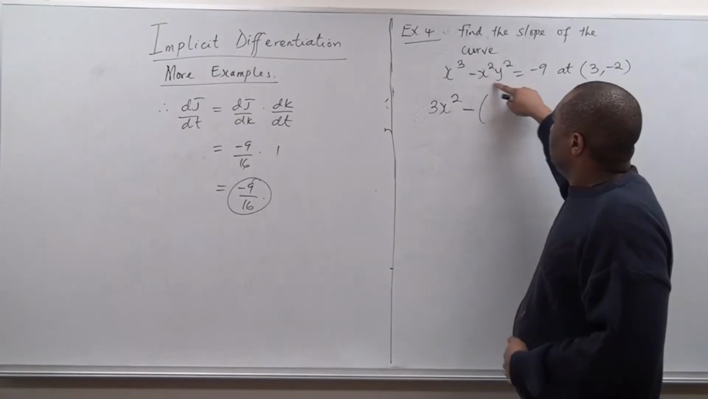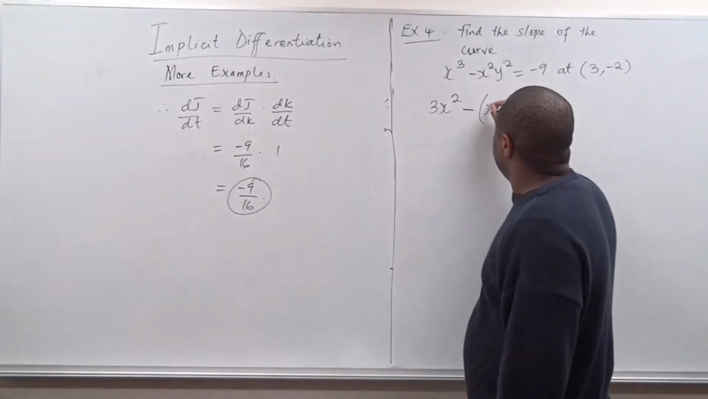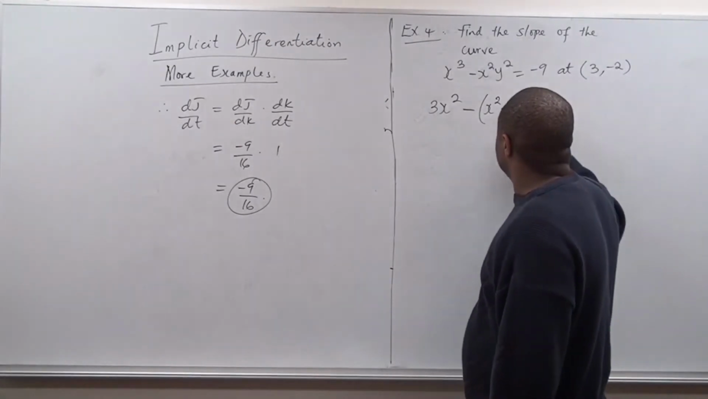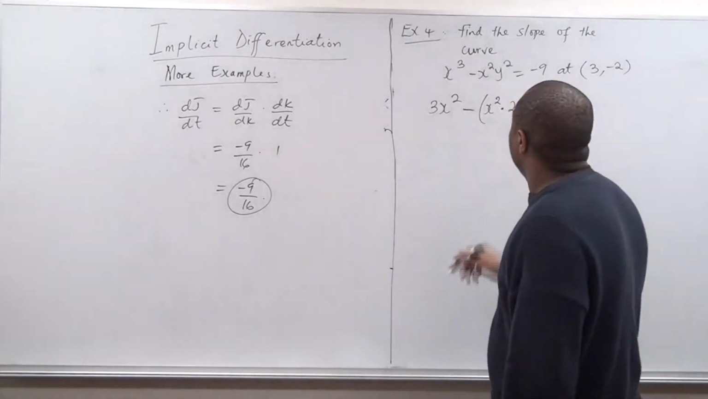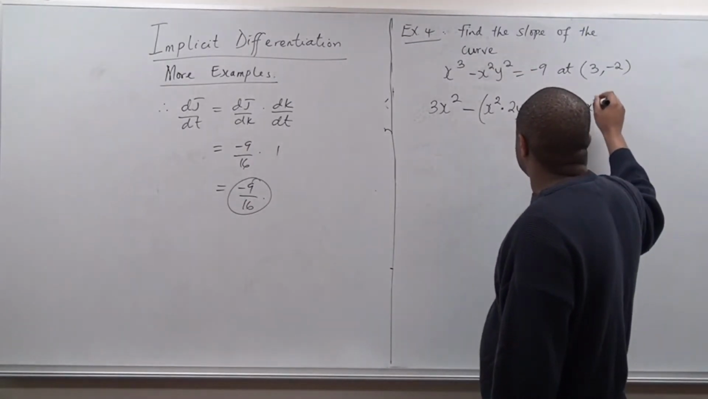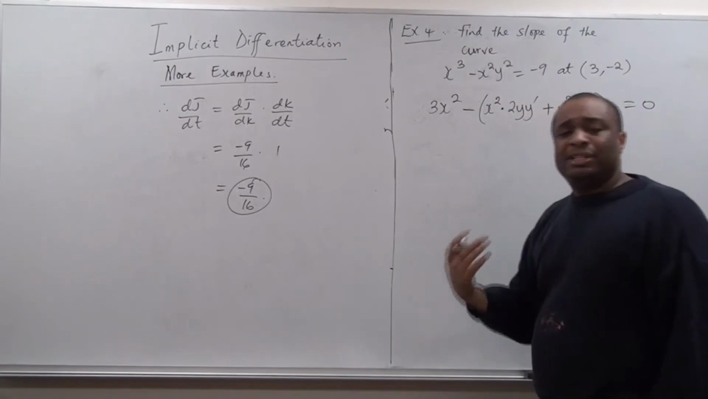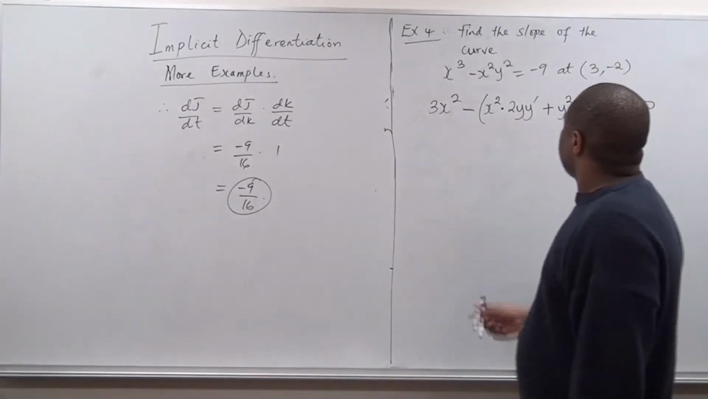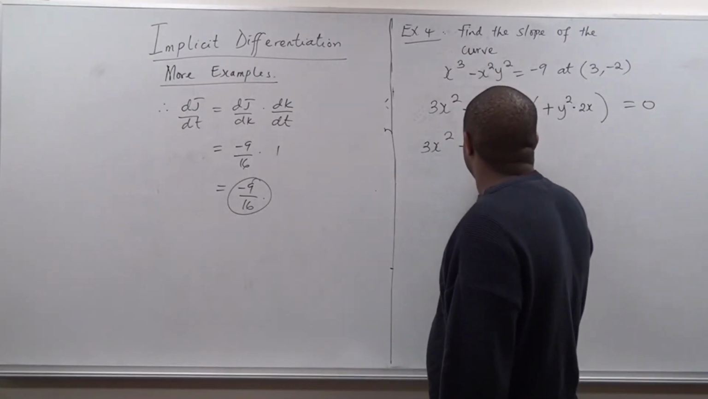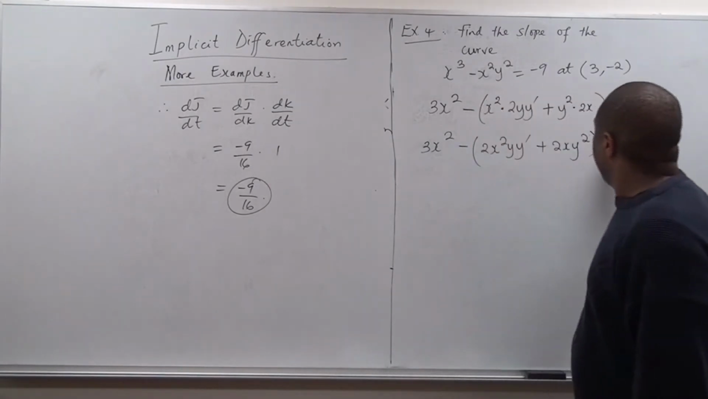So let's now consider x squared y squared. Product rule to differentiate it. So you keep x squared constant, differentiate y squared, it gives you 2y dy dx, which is y prime. Then plus, you keep y squared constant, differentiate x squared, it gives you 2x. Okay? And you differentiate negative 9, it gives you 0. If you differentiate a constant, it gives you 0. So, this is now 3x squared minus, multiply this, 2x squared y prime plus 2xy squared equal to 0.